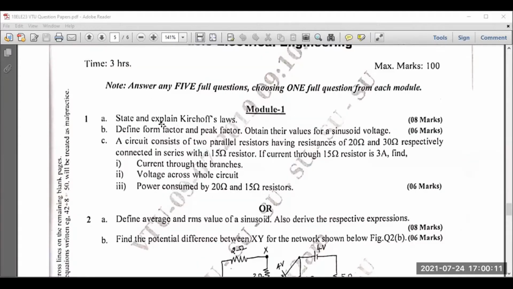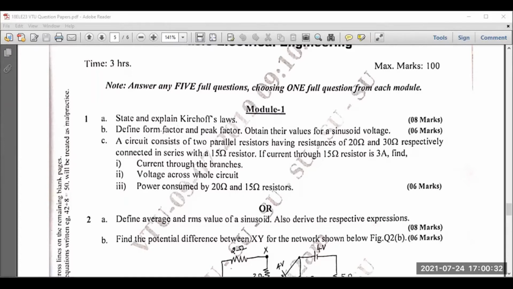The first question is: state and explain Kirchhoff's laws. You have to elaborately explain Kirchhoff's current law and Kirchhoff's voltage law. Better use the same statement which we already explained from the standard textbook, and also draw the necessary diagrams and corresponding equations.